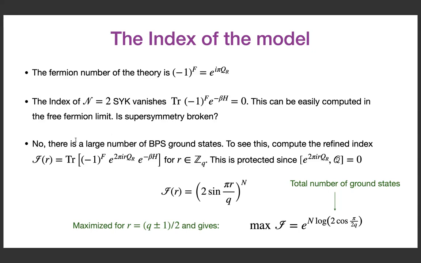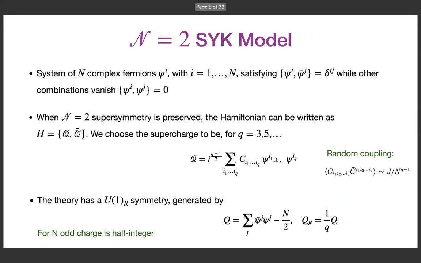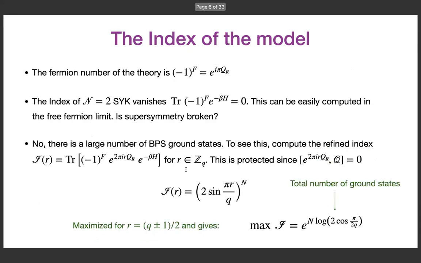So one can ask if supersymmetry is broken, but the answer is no. There is still a large number of BPS ground states, and one can see this by computing a refined index. If you look at the supercharge, there is still a discrete Z_Q symmetry that commutes with the supercharge, where all the fermions are rotated by the Qth root of unity, basically. So they're rotated by a phase such that when you take the product of the Q fermions, it gives you 1. And this is what this insertion is doing. This is just including a chemical potential for this discrete symmetry.